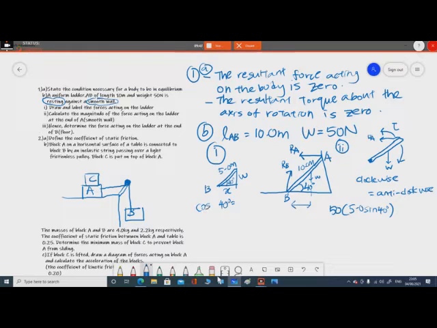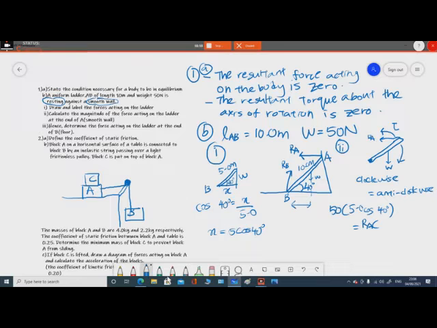Cos 40 is equal to adjacent divided by hypotenuse. So X is 5 cos 40. Okay, and this one is also 5 cos 40, which is equal to the anti-clockwise direction, which is RA.